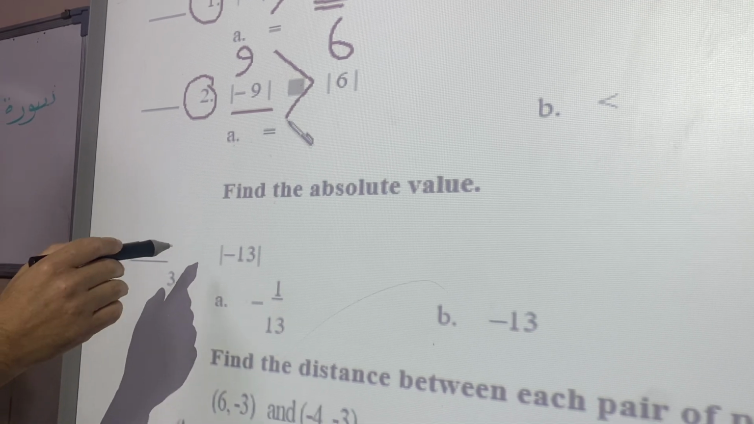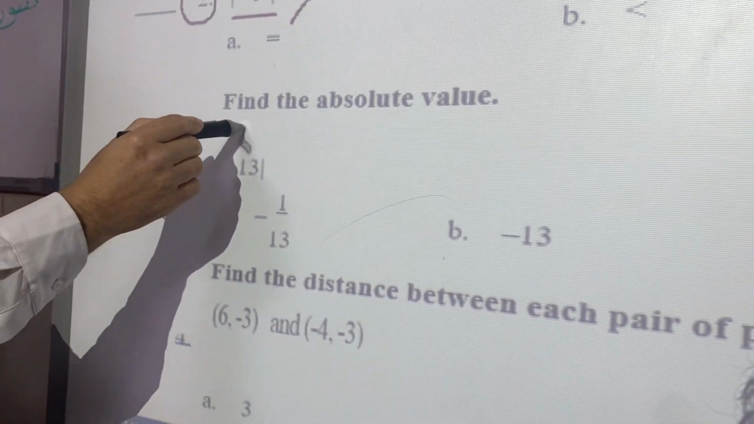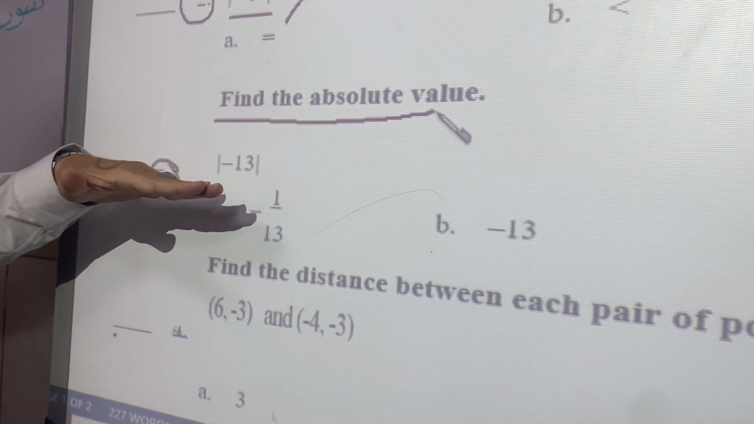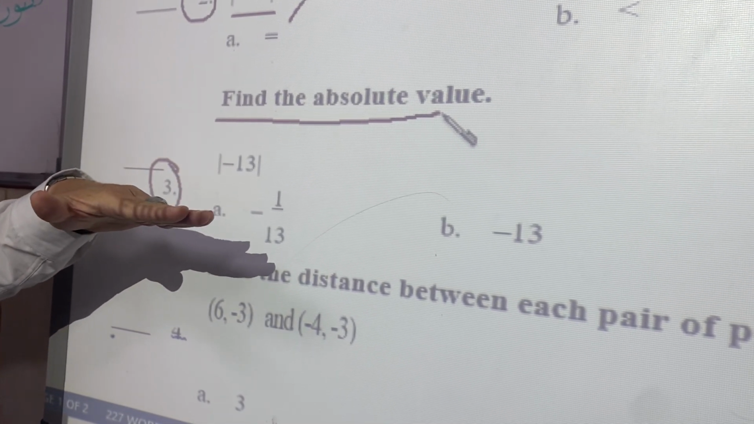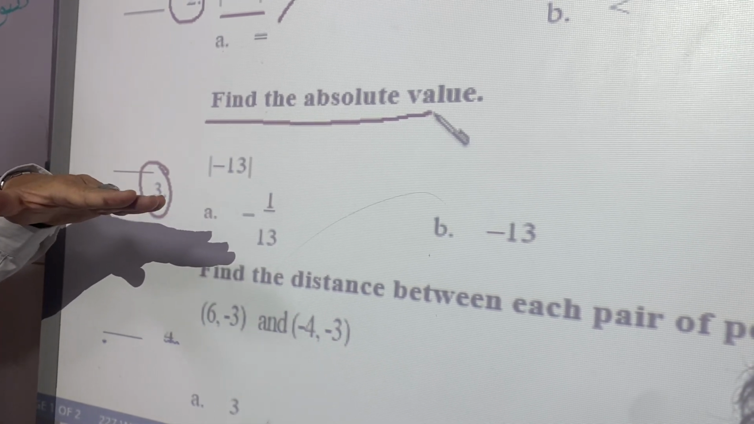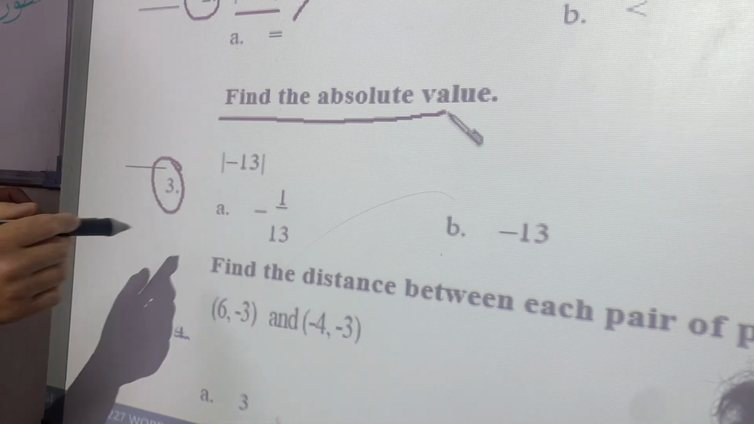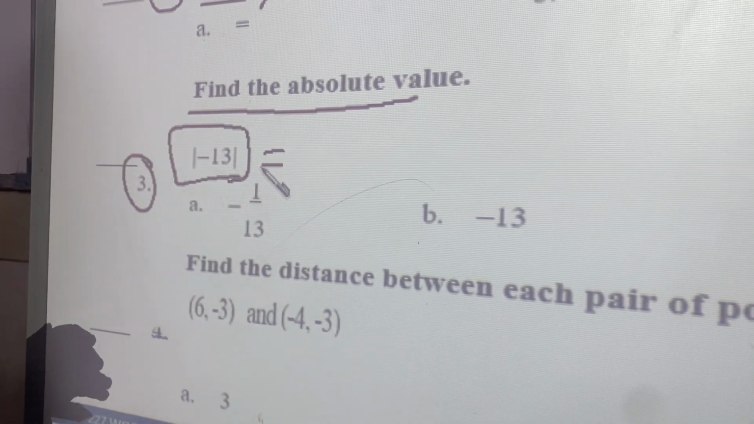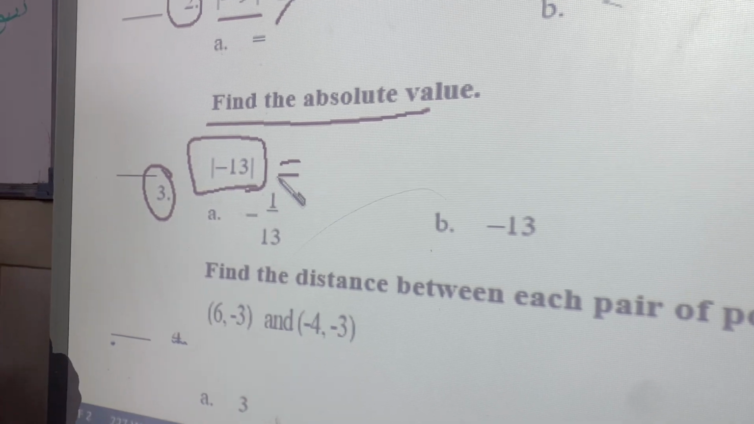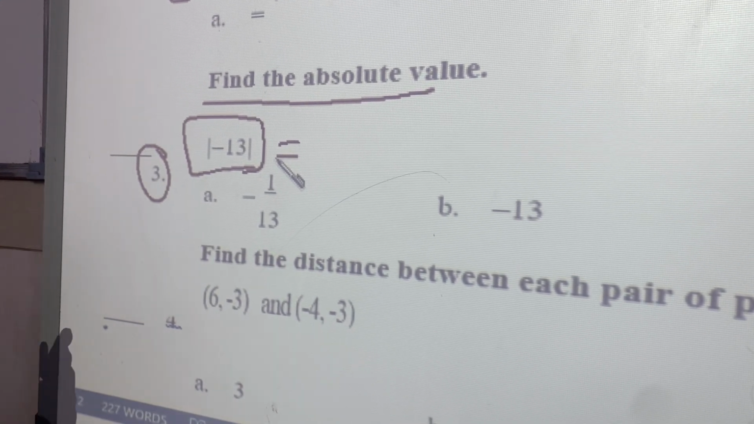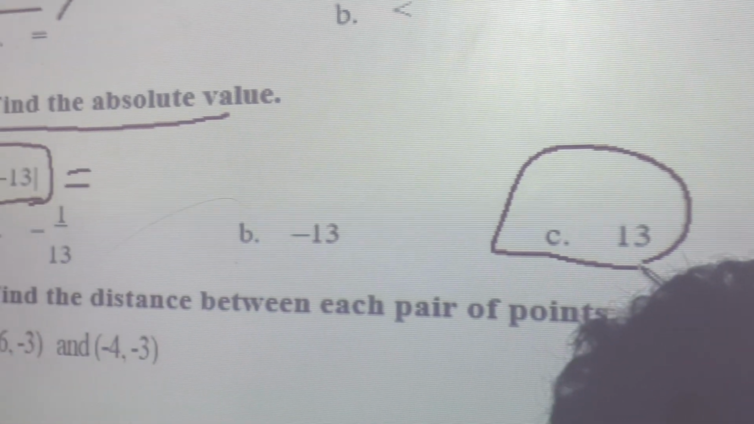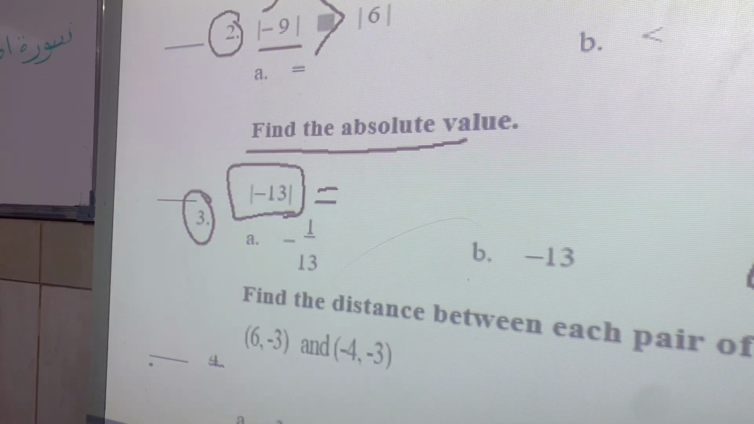Now question number 3. Here we need to find the absolute value. The absolute value of negative 13 and the absolute value of 13 are the same, which is 13, both 13. The absolute value of any number is always positive because it's the distance from 0. So the absolute value of negative 13 is 13.